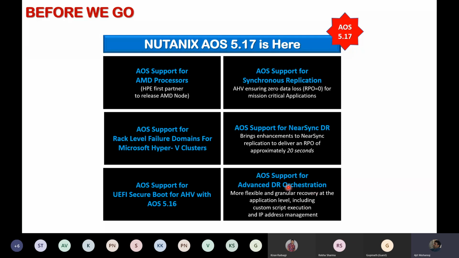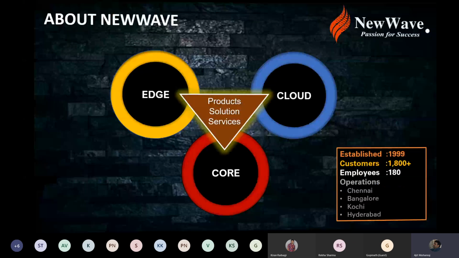And there is a certain amount of advanced DR orchestration that's come in, especially in terms of custom scripting for certain applications, and especially this whole thing of IP address renumbering when you're doing the DC DR failover and failback. All of that good stuff has now got additional support in this orchestration part, right? So with that, I've come to the end.